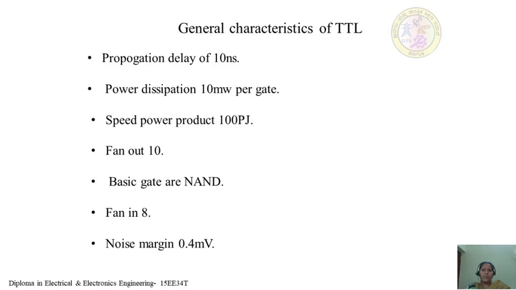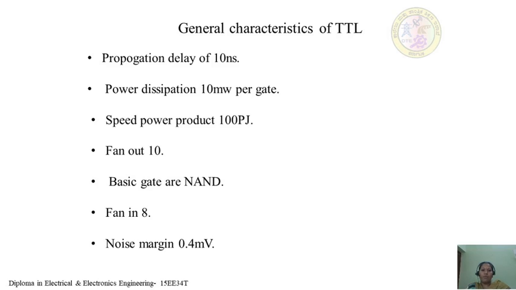The next characteristic is speed power product, which is 100 picojoules. Pico refers to 10 to the power of minus 12. The speed power product, as the name itself suggests, is the product of propagation delay and power dissipation. This is the main characteristic by which we can decide the overall performance of the logic gate. Hence, the speed power product of TTL is 100 picojoules.